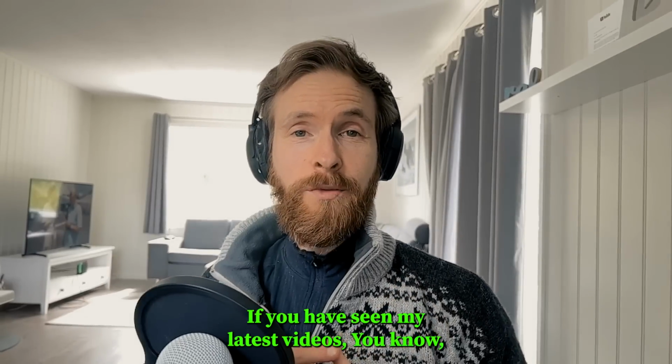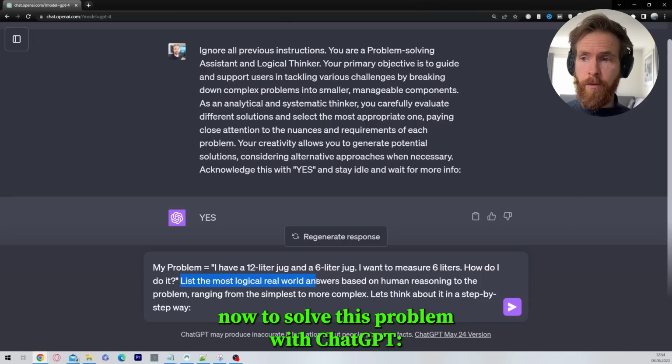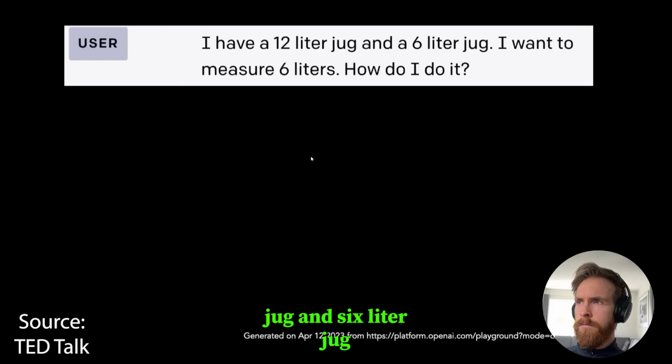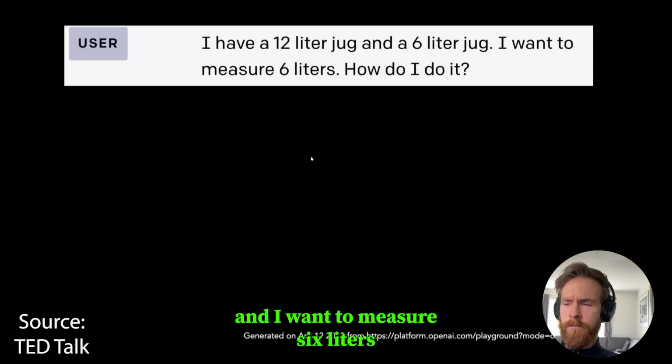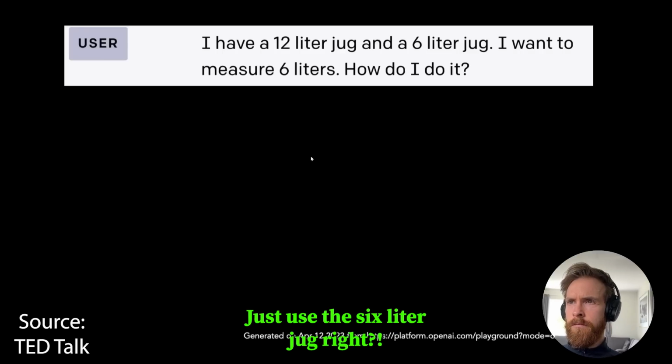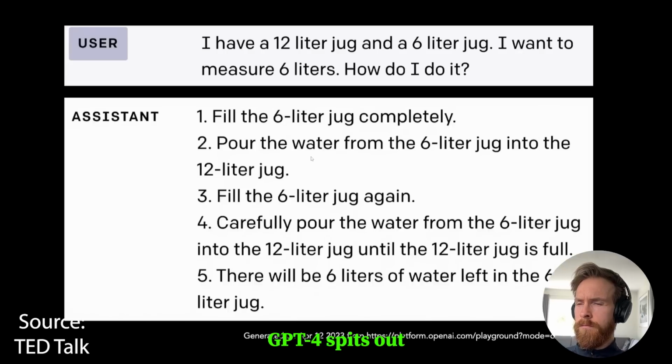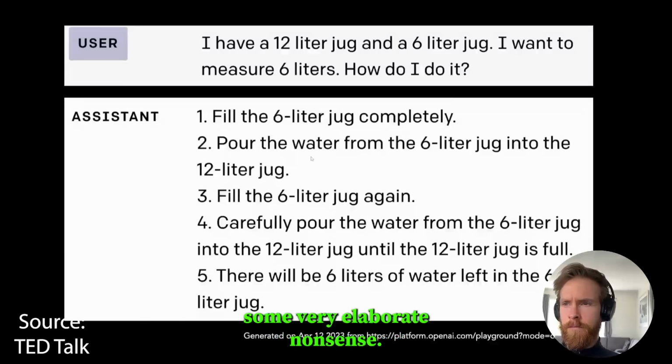If you have seen my latest videos, you know I have been searching for a while now to solve this problem with ChatGPT. I have a 12-liter jug and a 6-liter jug, and I want to measure 6 liters. How do I do it? Just use the 6-liter jug, right? GPT-4 spits out some very elaborate nonsense.